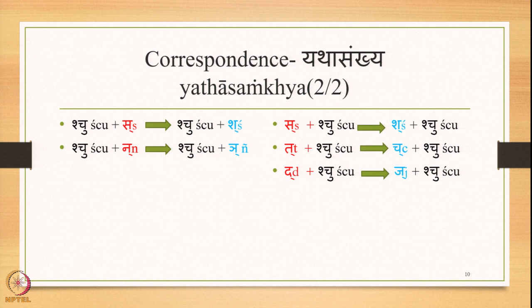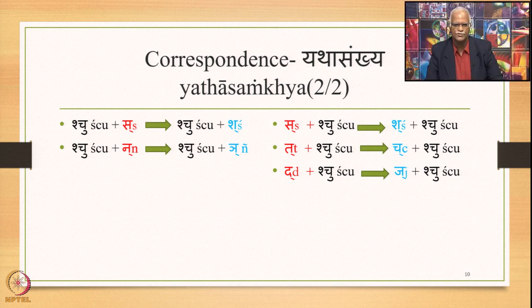This can be shown in the following manner, where we have ścu plus sa as the input. Ścu is the nimitta, sa is the kāryī or sthānī, and in place of sa, śa is the substitute which occurs in the first position. So ścu plus sa is the input and ścu plus śa is the output. Similarly, you have ścu plus na as the input and na is substituted by the fifth sound in the cavarga, that is ña. So ścu plus ña is the output.